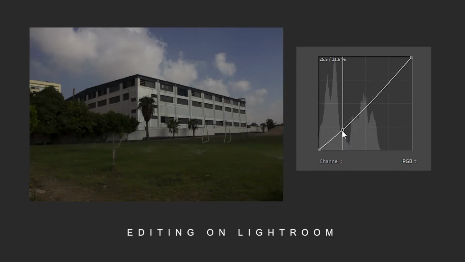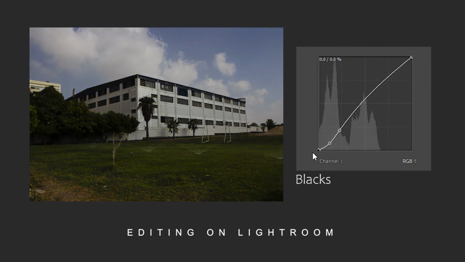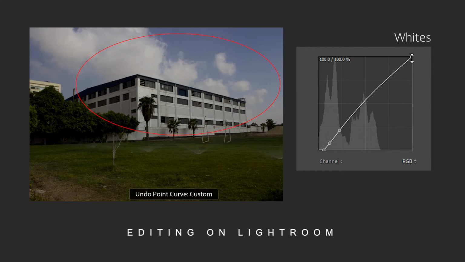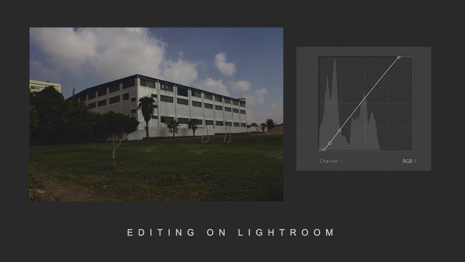So if we start to adjust the lowest point, now we're controlling the blacks. We can crush them, we can make them darker, whatever you want. The same goes for the whites. Sometimes you're going to have a harsh sunny day and you have a lot of white in the image. You can control that too.